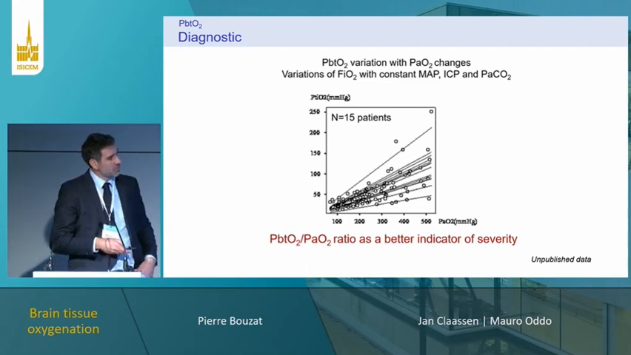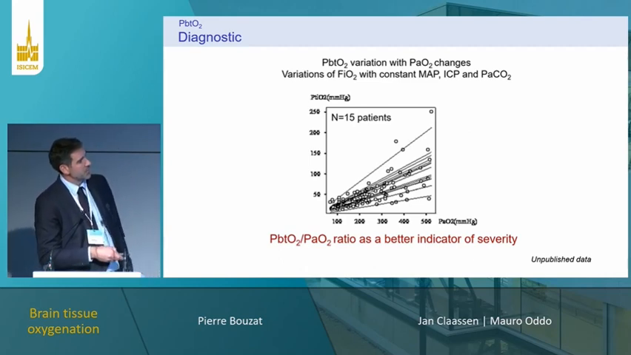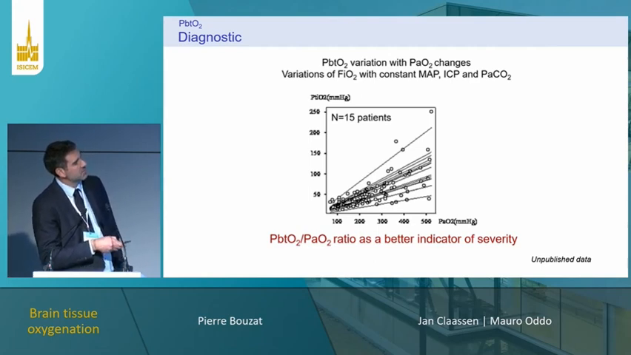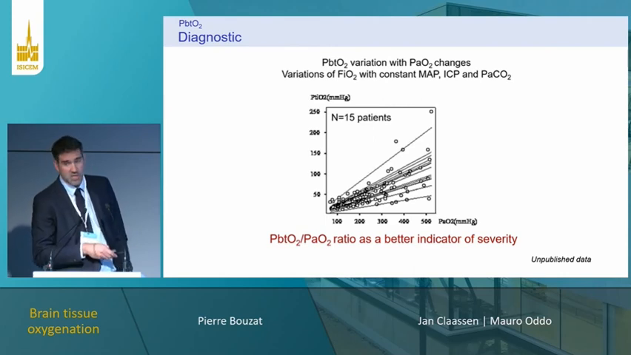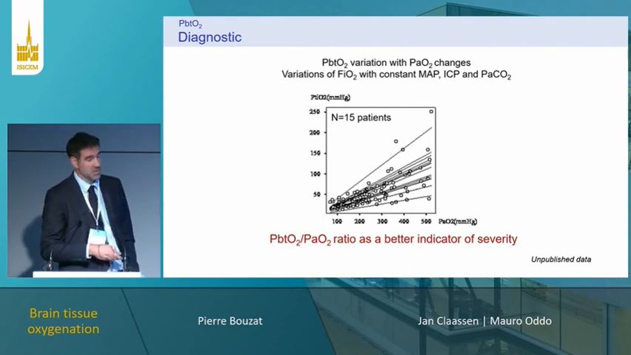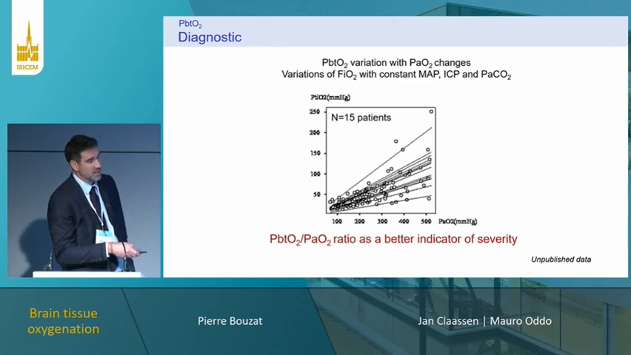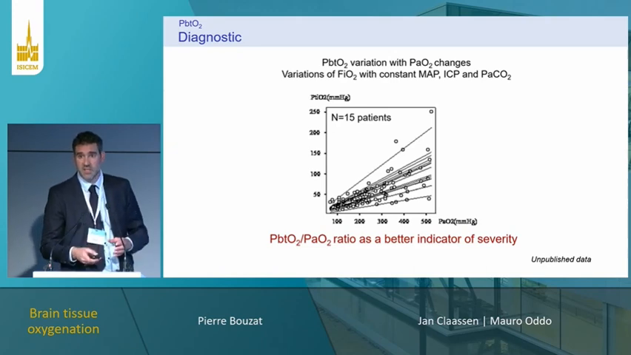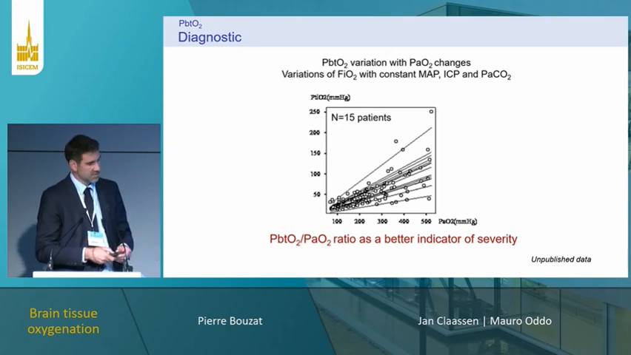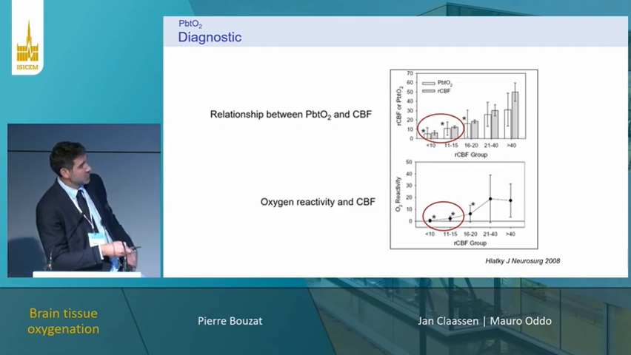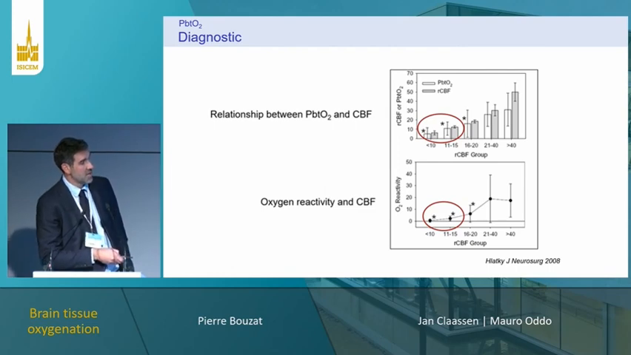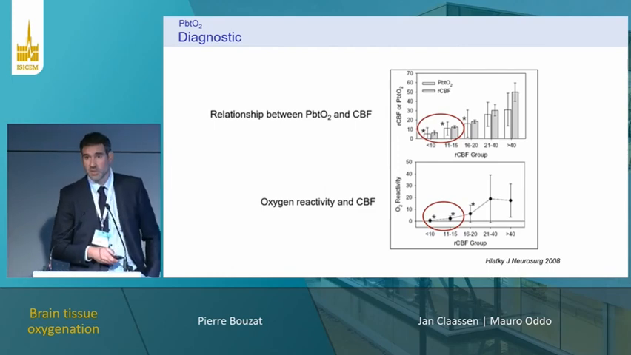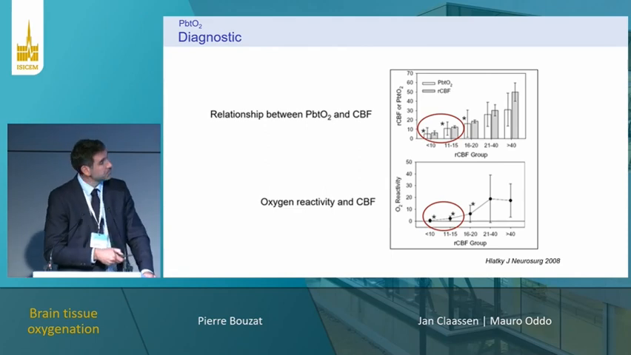More important is probably the relationship between PbtO2 and PaO2. Here is unpublished data of patients with PbtO2 variation according to PaO2 changes. Each line is a patient. We have 15 different patients. And the slope of the line is different according to regional CBF. So the oxygen reactivity also depends on the regional CBF. This was also shown by this group: low PbtO2 is associated with low regional CBF, and the oxygen reactivity was impaired in patients with low CBF.